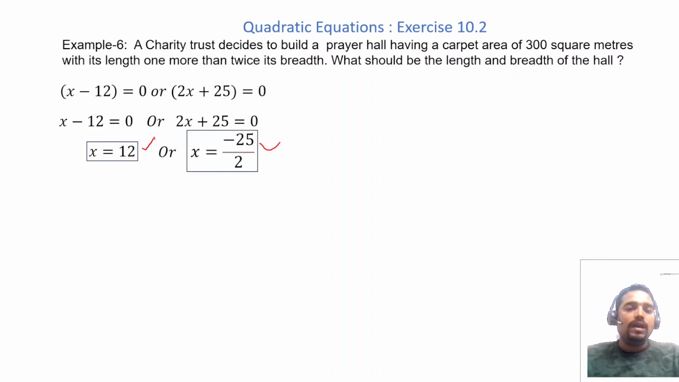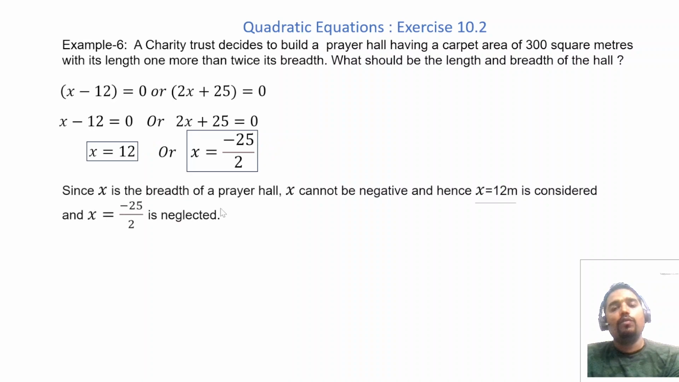Now since we have assumed x for the breadth of the rectangular hole, the breadth of a rectangular hole cannot be negative, so therefore only a positive answer is to be considered. That is, since x is the breadth of the hole, x cannot be negative, and hence x is equal to 12 is considered, and x is equal to minus 25 by 2 is neglected. Why are we neglecting it? Because it is a physical dimension. Physical dimensions cannot be negative.